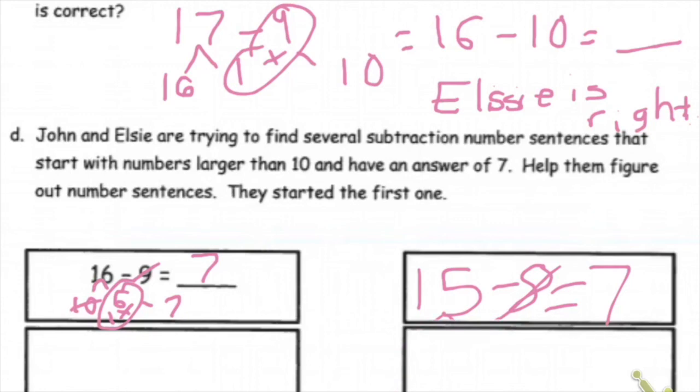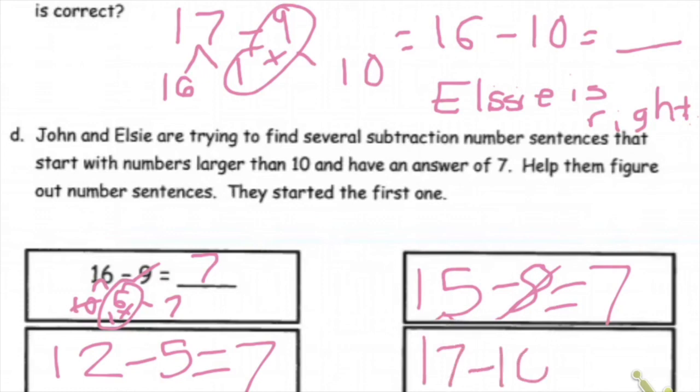Erase that so we can use our other space. Then, another one that you could do is 12 minus 5 equals 7. Another one that you could do is 17 minus 10 equals 7. Now again, guys, this is not all of them that you could have done for this one. This is just 3 that I am showing.